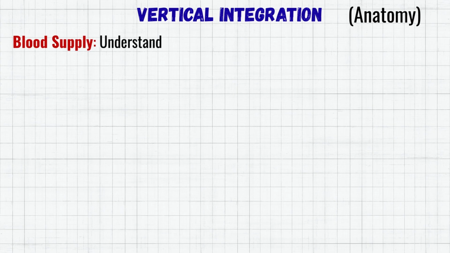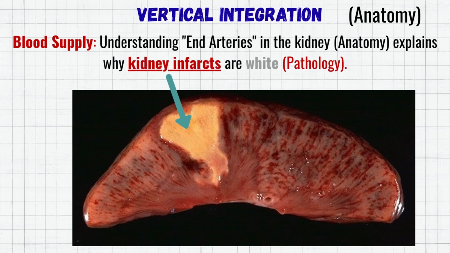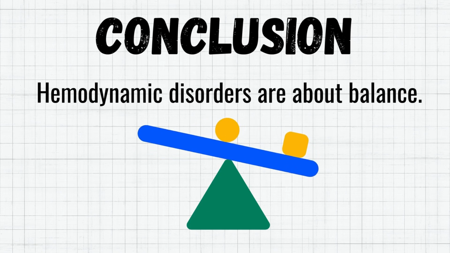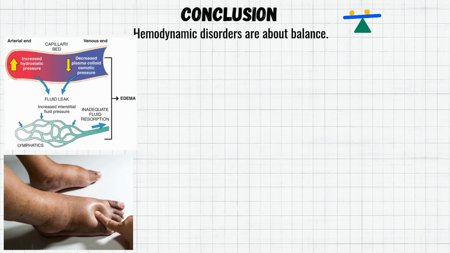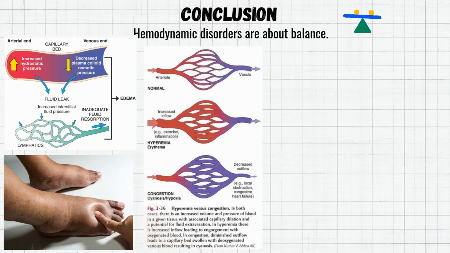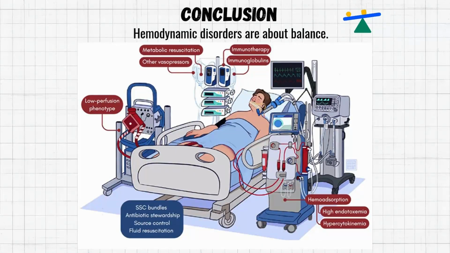The blood supply. Understanding end arteries in the kidney explains why kidney infarcts are white. Hemodynamic disorders are about balance. Fluid balance, edema. Blood flow balance, congestion, hyperemia. Clotting balance, thrombosis. Perfusion balance, causing shock.